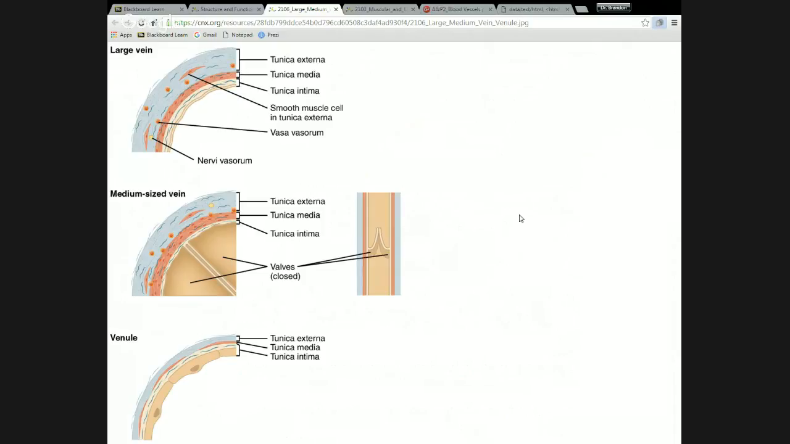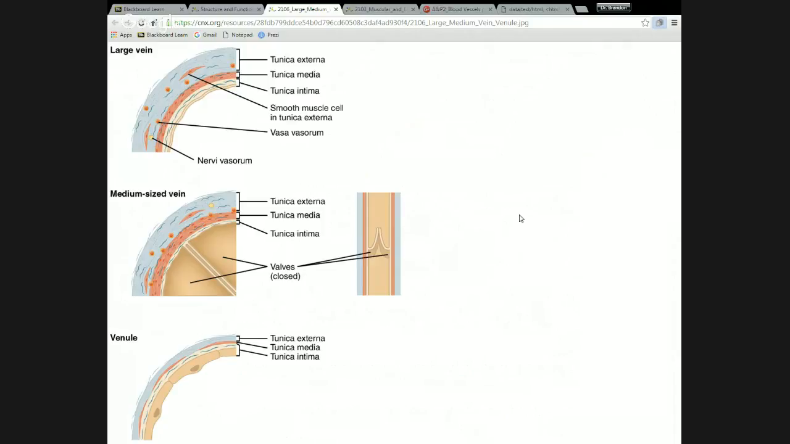And so once it gets past one of these valves, it's not going to be able to go back and sort of pool up in the feet, as it were. And so the valves are there. What I don't think is exactly true, as the book is kind of depicting it, is that the book suggests that large veins don't have valves. I don't think that's true. I think that large veins do have valves.